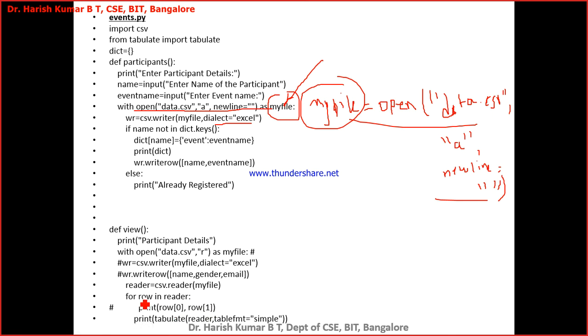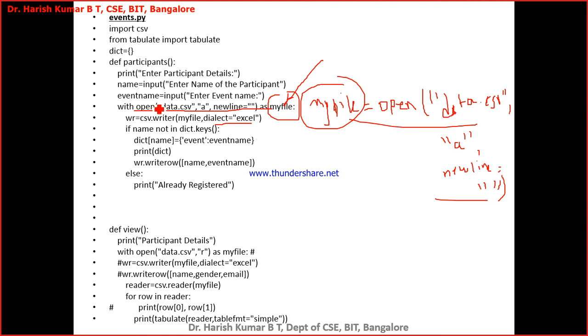I've commented this also, so this will print the normal output. Now I don't want the normal output. I want the data to be printed in a tabular column. So print, tabulate, reader, this object reader. And in what format? Table format, and in table format also you have many types. I want it to print in the simple table format. So I'll execute and show you this.